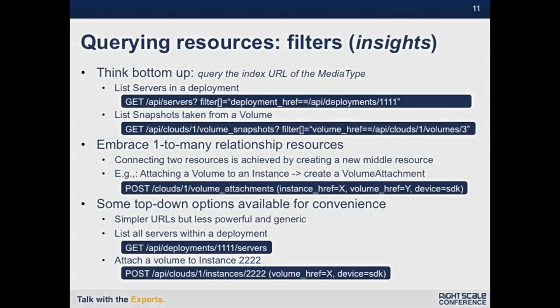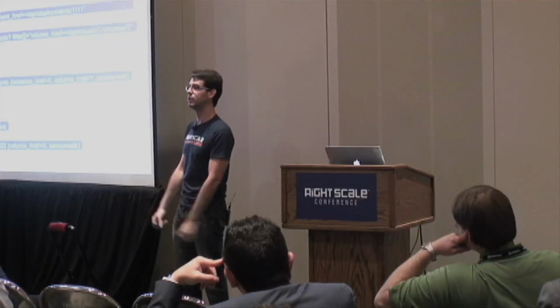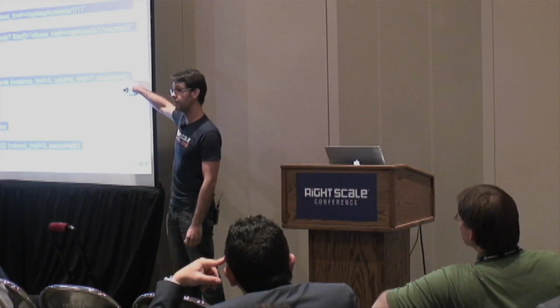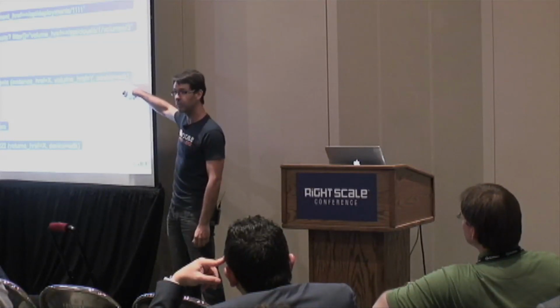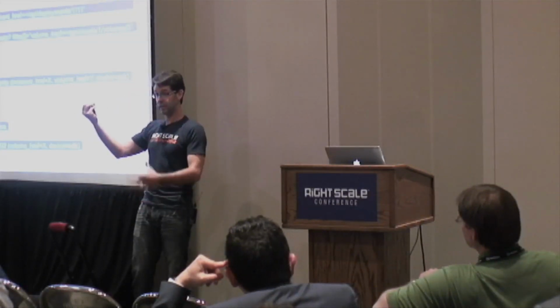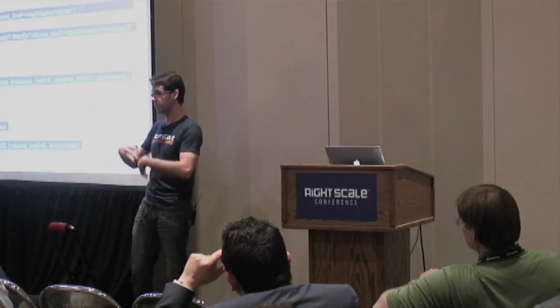So I'm going to do a post, like any normal REST resource, to a volume attachment, and I'm going to pass which instance href I want to attach it to, what volume I want to attach, and in this case, we have to pass the device. So that's how you attach a volume to an instance. To detach it, it's a delete call on this volume attachment. So with that, you can then do a delete, and that volume will be detached, right?